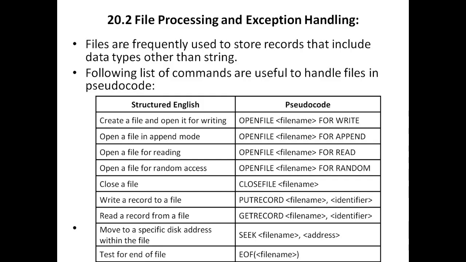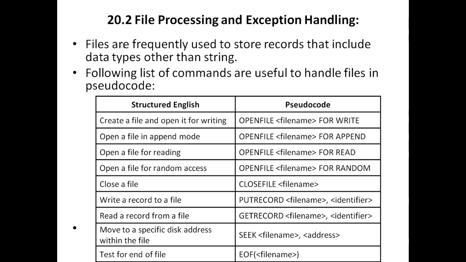The first thing you need to understand is why we create files. We have discussed that in chapter number 10 as well, but just to recall it, files are used to store records that include data types other than string. Files contain data in the form of records or lines that can have multiple data types together in a single line.